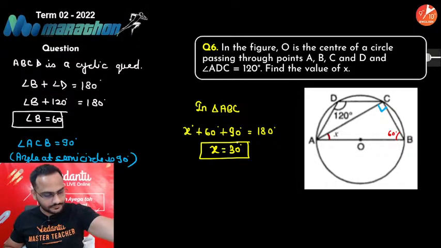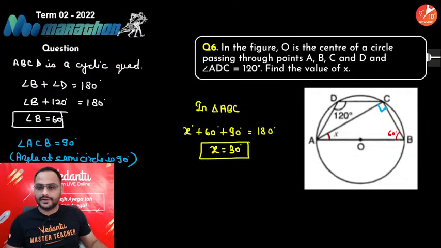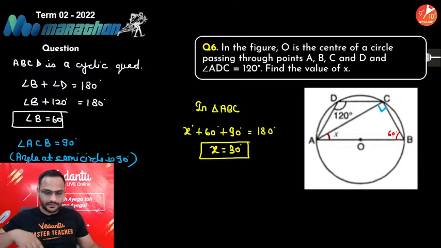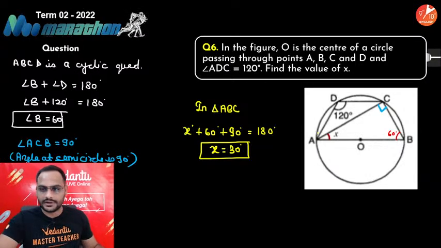Okay, clear, children? So look, first thing, angle B and angle D. Angle D is given as 120 degree. If angle D is 120, angle B will be what? 60. Why? Opposite angles of a cyclic quadrilateral are supplementary. So if it is 120, this will become 60. Also, angle ACB will be 90 because it is angle at the semicircle. So if it is 90, this is 60. The third angle will be 30 degree. Okay, third angle is going to be 30 degree.